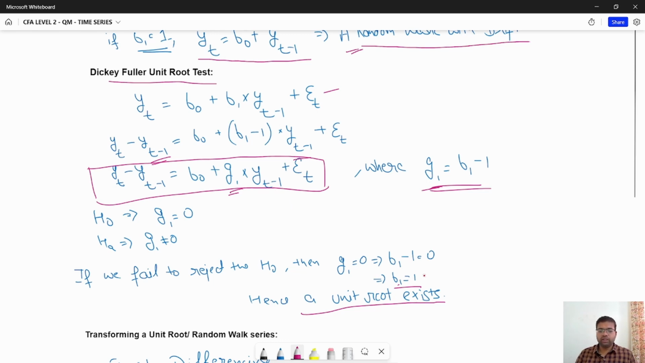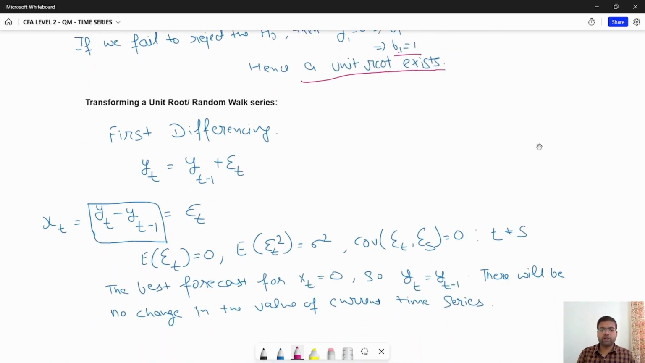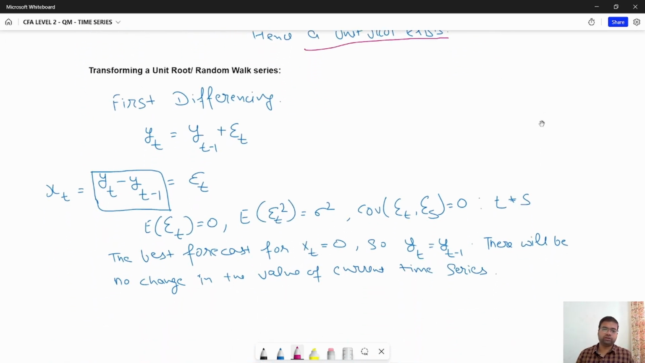So if b1 is equal to 1, we know that it is a random walk series with a drift, so we cannot use the regression analysis on our AR1 model. So how can we transform a unit root or a random walk series? We transform it using first differencing. What is first differencing? We subtract the lag term from both sides of the equation.